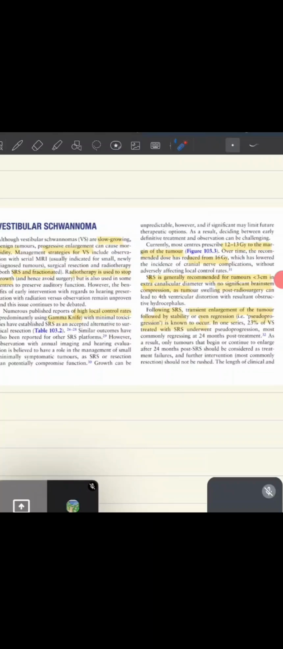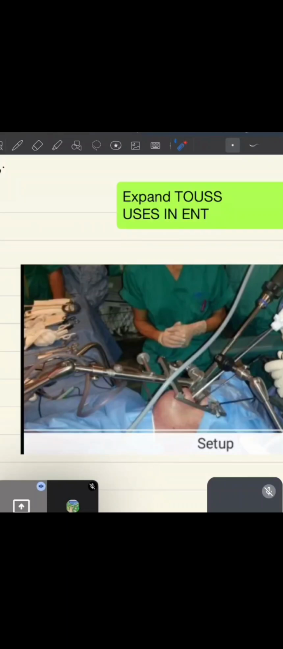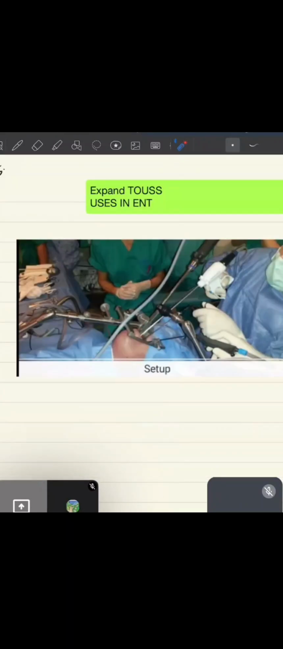So this is the answer for your 4th question. But what will happen is, first they will ask what is the size for SRS, that you have to remember. It should be less than 3 centimeter. And after this they can also ask, they have actually asked that only, that if it is above 3 centimeter, what will happen? There will be obstructive hydrocephalus.